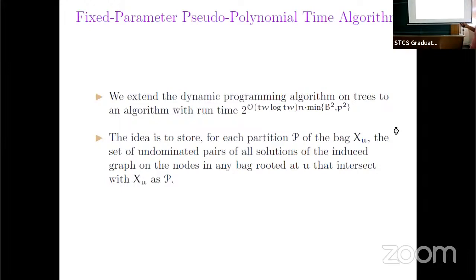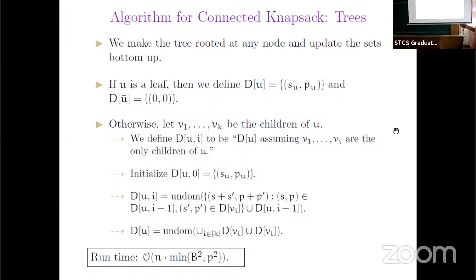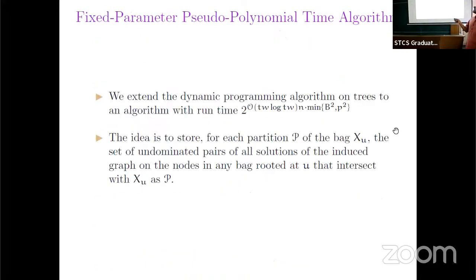Okay, now let me give a high level idea of what I am doing. For trees, what I'm storing here is how a solution can interact with a vertex u. It can either contain u or it cannot contain u. That's why the two tables work. I am extending the same idea for bags. So at every bag, let X_u be the set of vertices in the bag, and I look at all possible ways how any optimal solution can intersect with that bag.